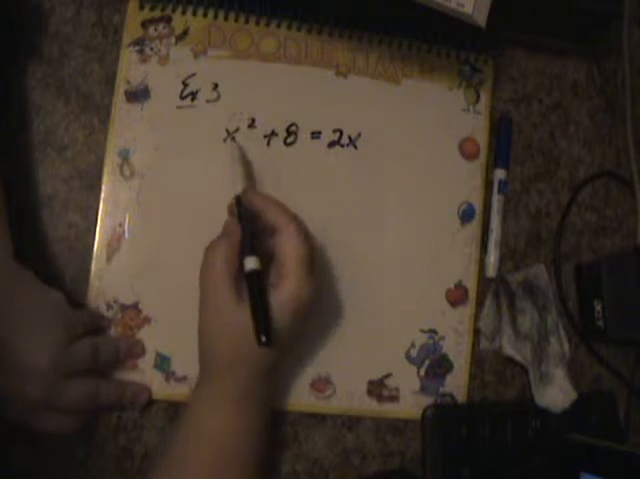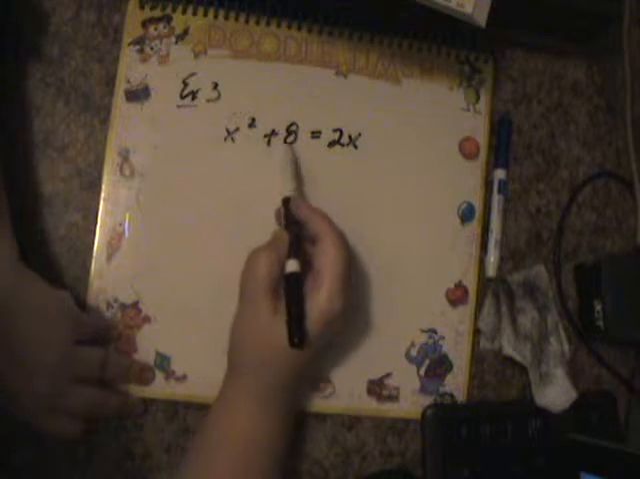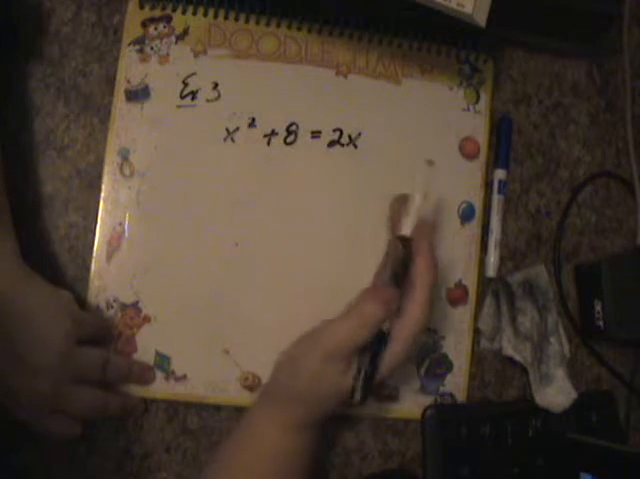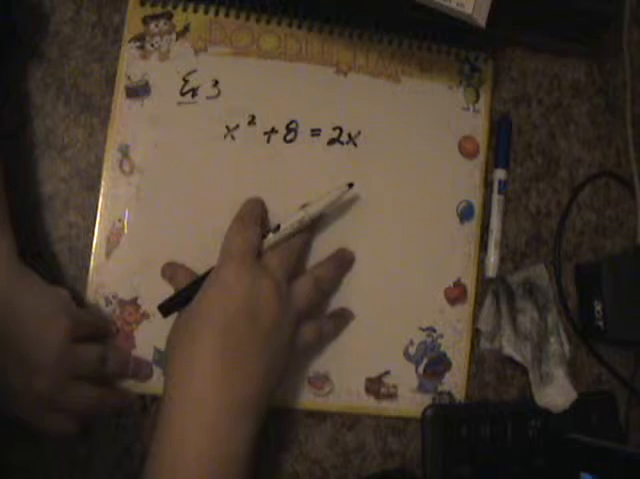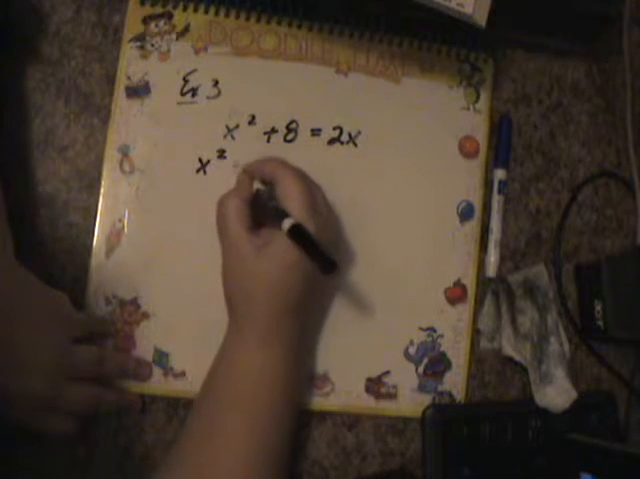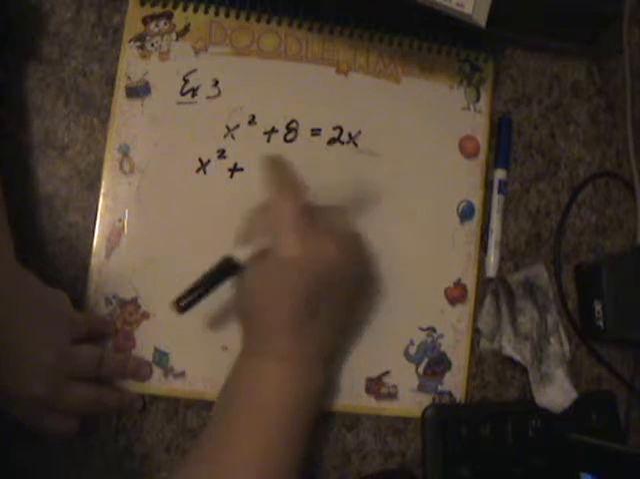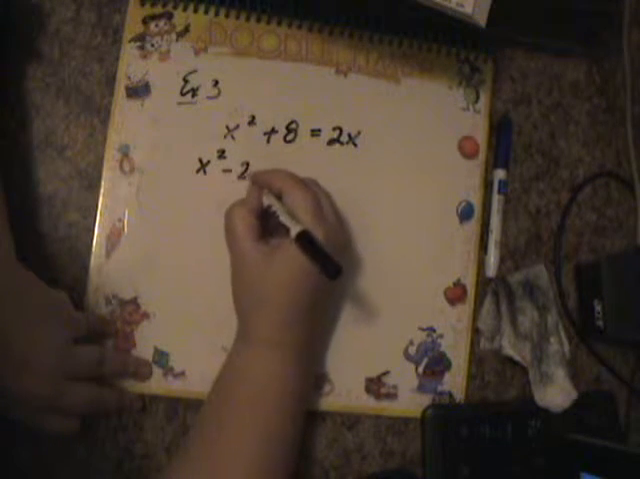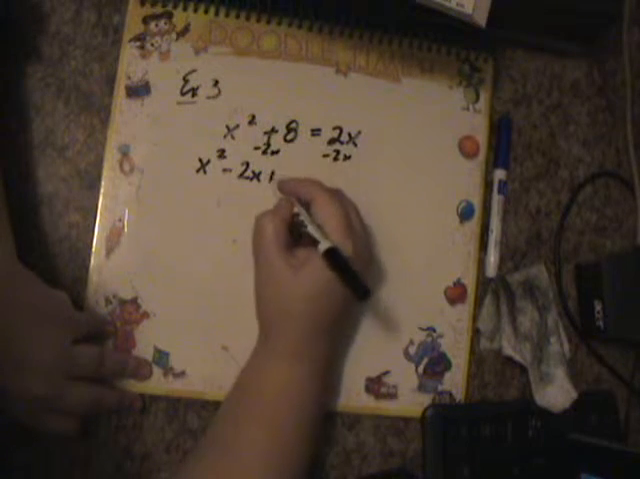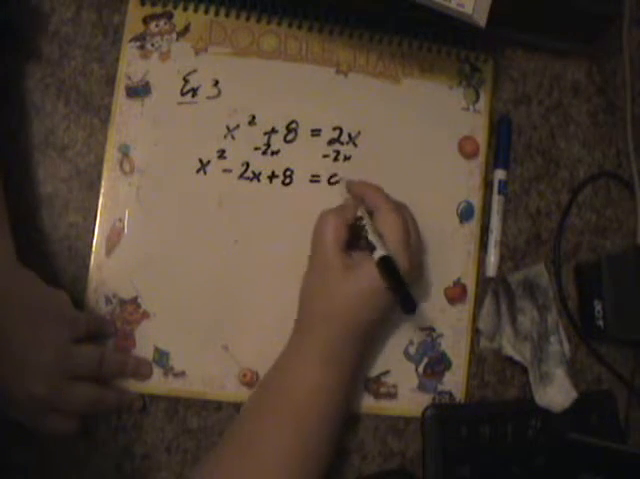Okay, example 3 says x squared plus 8 equals 2x. And we want to solve this first by factoring, and then we're going to check it by graphing. Now the first thing that we're going to do is put it in standard form. x squared, and then this is going to be a minus 2x for both sides, and then plus 8 equals 0.